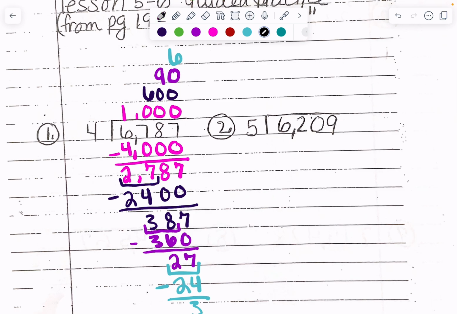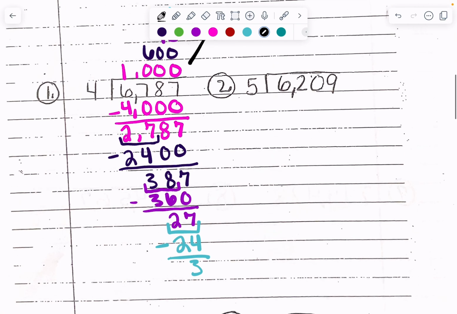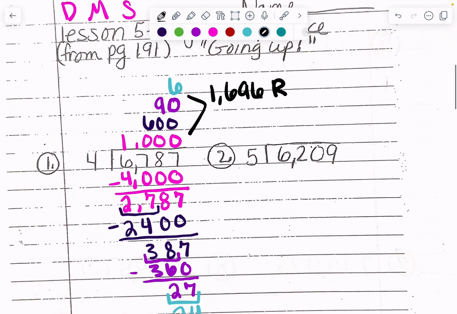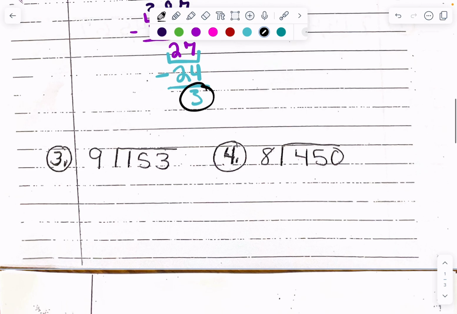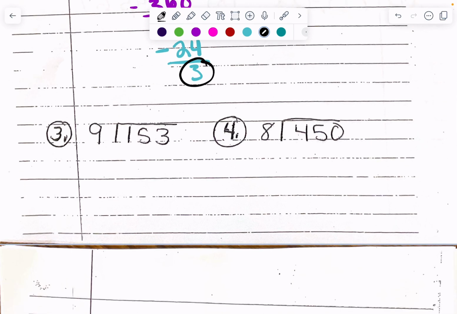So now, we're going to add these two together. But guess what? They're all in the place value already. So 1,696. Now, we need to have a remainder of 3, because our remainder is down here. We need to bring all the way back up here, so our remainder is 3, and then we circle our answer.